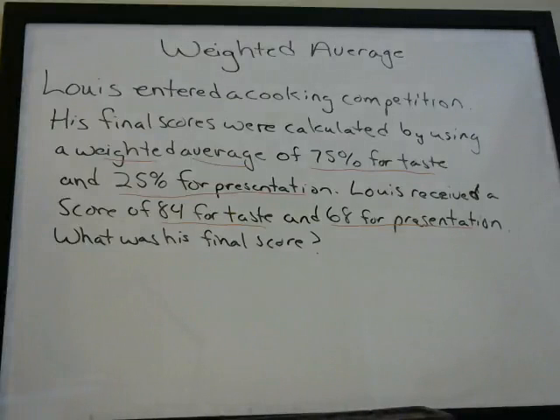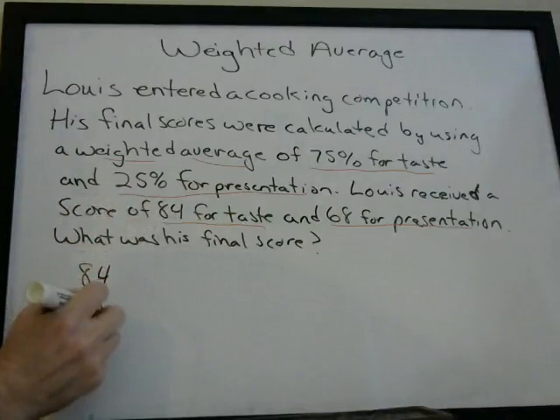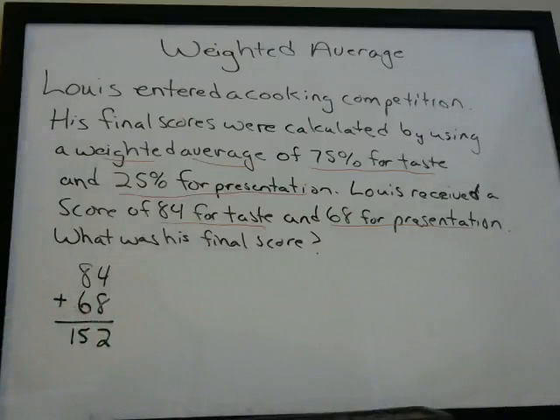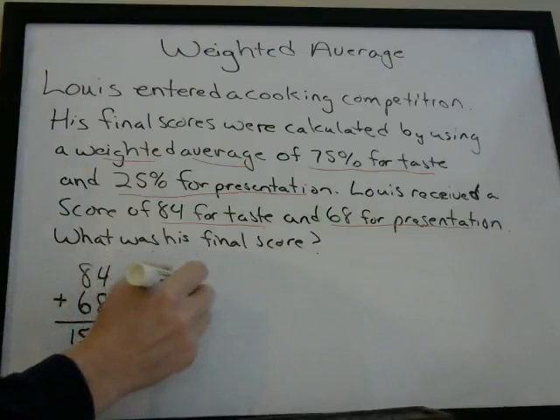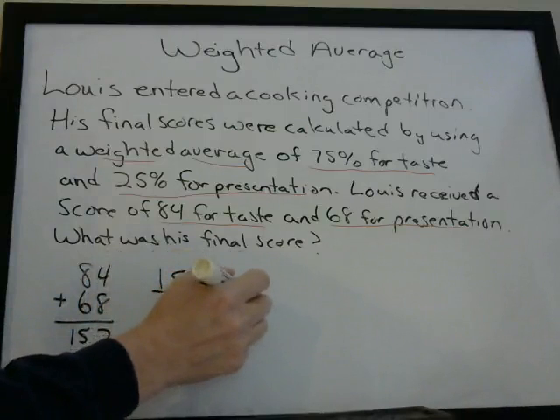Let's just forget about this problem for a second and say we're just taking a regular mean, a regular average. If we got an 84 and a 68, we know that to calculate the mean, you add them up, so we'd get 152, and then you divide by the number of things that you have. Here we have 2. So it's 152 divided by 2, which is 76.